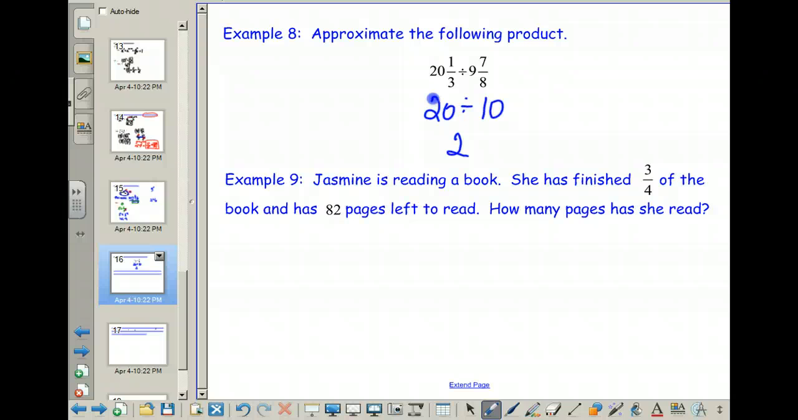Example number 9 is a little bit different. So we've got Jasmine, she's reading a book, and she's finished 3/4 of it. So one of the things that you might think, from the perspective of when you guys have read books as you were growing up, is, well, how did you know she was 3/4 through? Well, this seems sort of a silly question. She would have looked at the page number or anything, right? So it seems like a dumb kind of question right now.